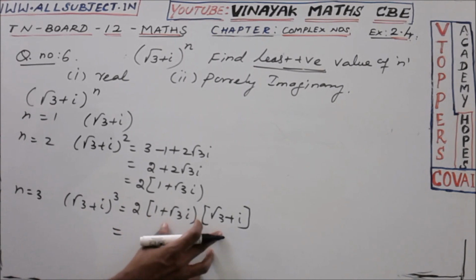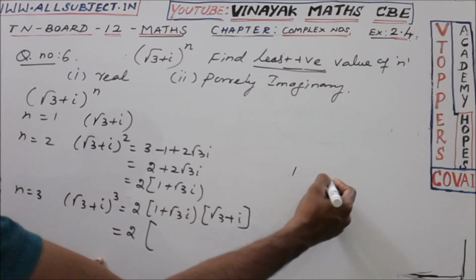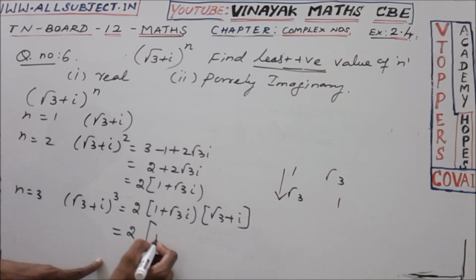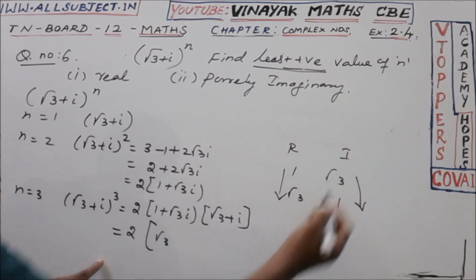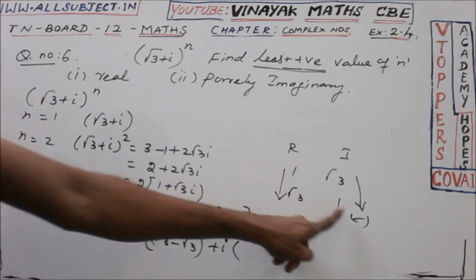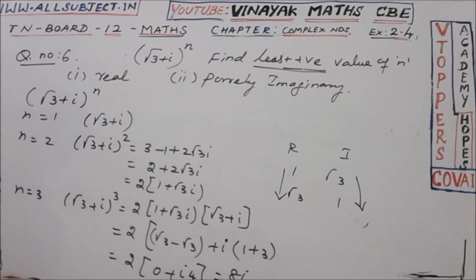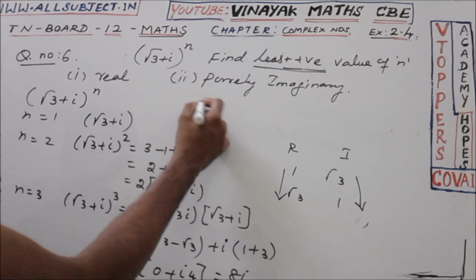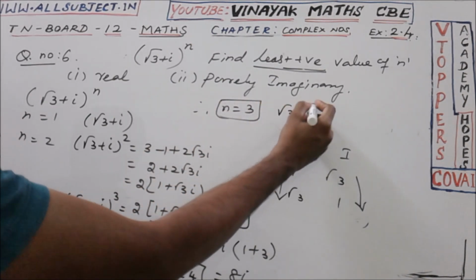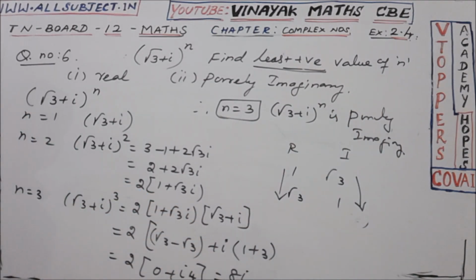Now here these two are in complex format. They are multiplied by using complex number multiplication. When we multiply real to real, 1 into root 3, then multiplying imaginary parts we should change sign, so root 3 into 1 minus root 3 plus i into, then corresponding multiplication of real to imaginary, imaginary to real, will have 2 into 0 plus i 4, which is equal to 8i. When the power n equal to 3, we are achieving this complex number as only a purely imaginary complex number. Therefore, when n equal to 3, root 3 plus i whole power n is purely imaginary. Now we are moving to the next one.